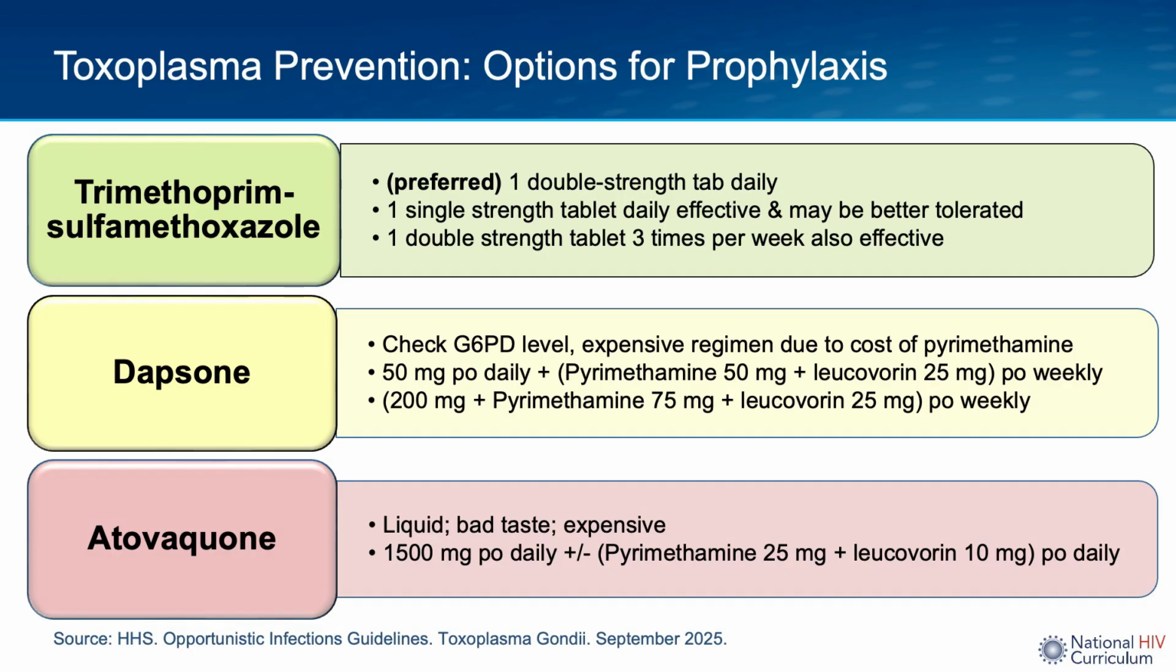Another issue with this regimen of dapsone, pyrimethamine, leucovorin is that it can be expensive, primarily driven by the high cost of pyrimethamine in the United States. The second alternative regimen for toxoplasmosis prevention for those intolerant of trimethoprim sulfamethoxazole is atovaquone. This can be taken by itself or in combination with pyrimethamine and leucovorin. Atovaquone is a liquid medication, and the main complaint that most patients have about this medication is that it tastes quite bad. It is an expensive medication, albeit not as expensive as pyrimethamine.